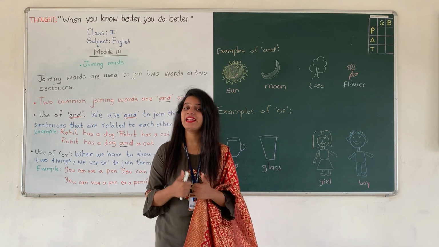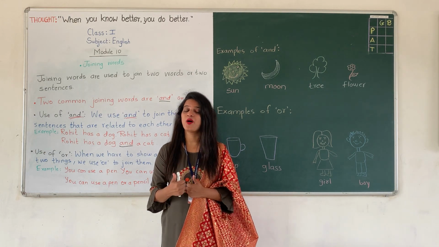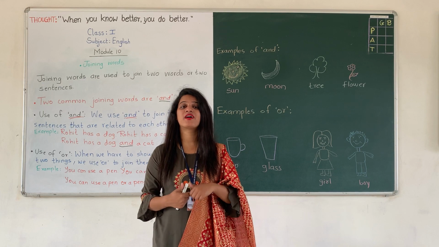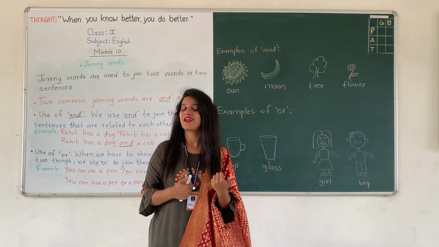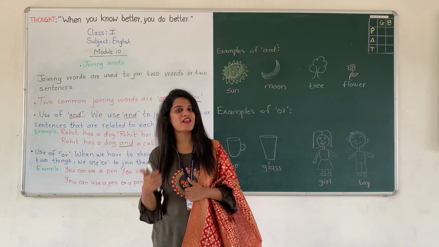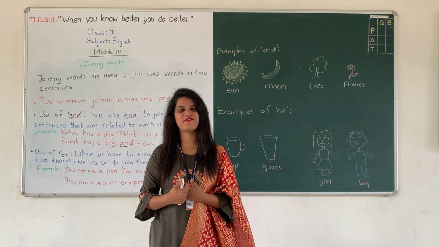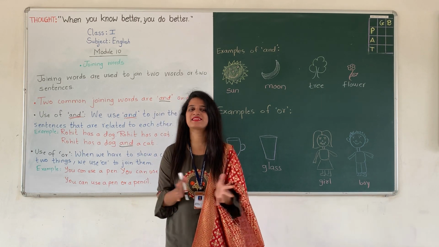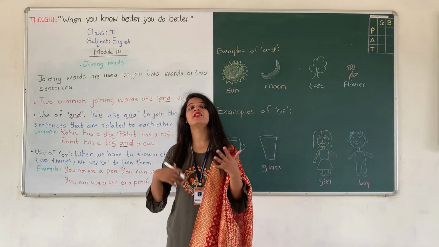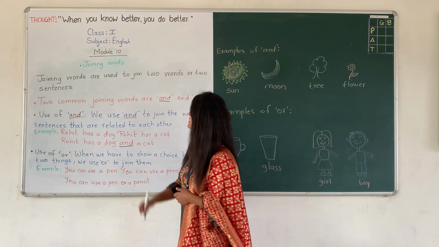And if your mom asks you, do you want a flower or a bouquet of flowers? Then also you will say that you want both things. I want a flower and a bouquet of flowers. So these are the examples. Now my dear children, let us see the next joining word. Which is the next joining word?